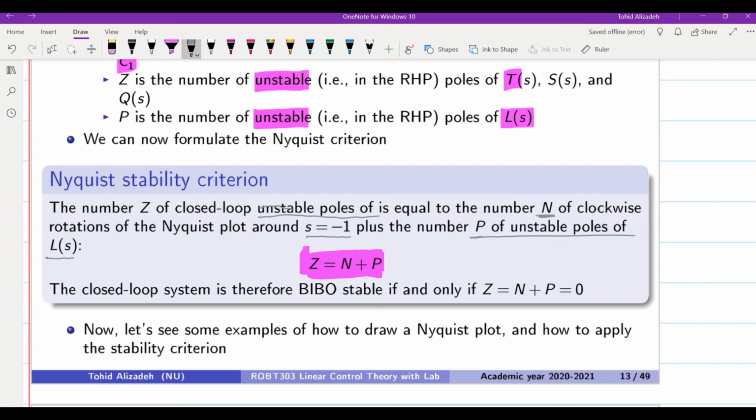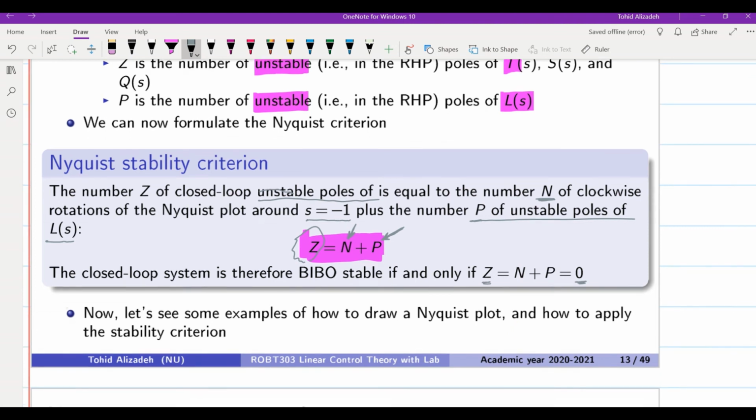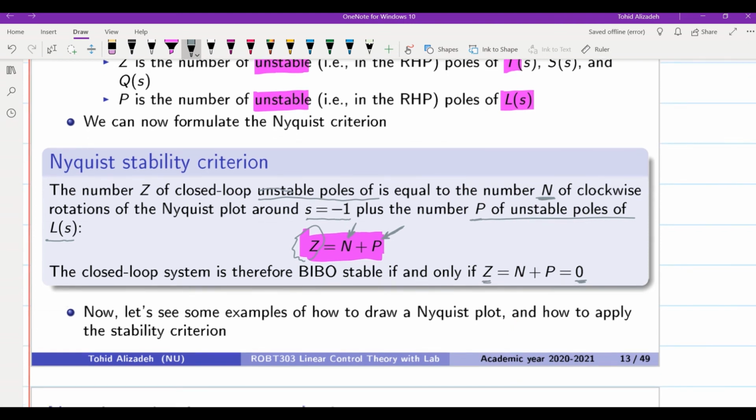Basically, we will draw the Nyquist plot. We will count N. We will check out the value for P, which is easy to obtain. And then based on that, we can say that the closed loop system has Z number of unstable poles. If you want to have the closed loop system stable, Z should be equal to 0. And Z couldn't be a negative value, as we will see later. So Z will be either 0 or a positive integer.